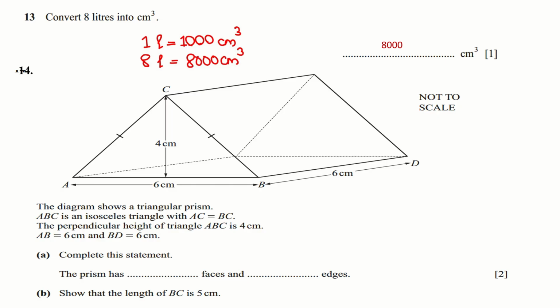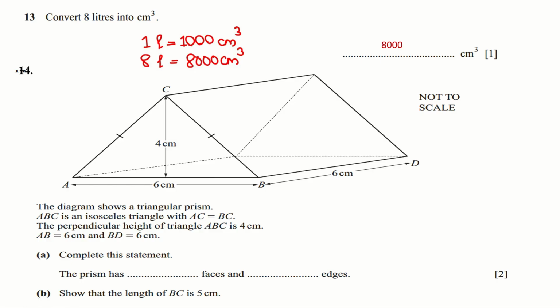Number 14. The diagram shows a triangular prism. So we know that ABC is an isosceles triangle, which means that AC is equal to BC. The perpendicular height of triangle ABC is 4. So how many faces does the prism have? 1, 2 at the back, 3, 4 at the sides, and the base, 5. So there are 5 faces.